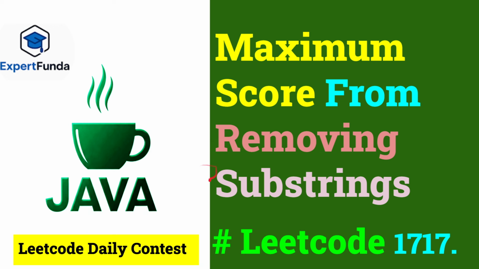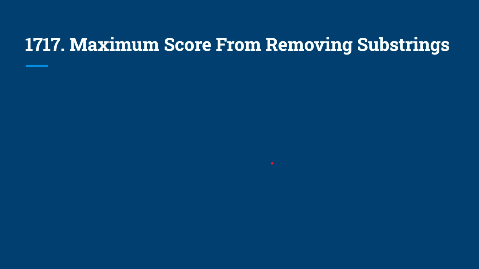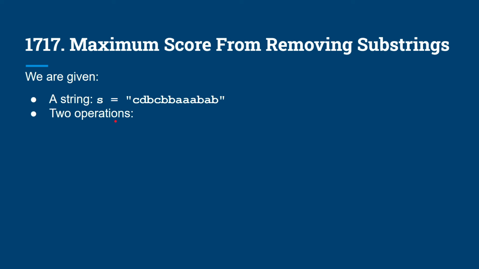So as we discussed, this is in the Leetcode daily contest series, and the question is 1717. We have to maximize the score from removing substrings, and there are two operations we have to perform. We are given a string s like this, and we have to perform the two operations. What are the two operations? The first operation is to remove ab. ab is a substring from the given string. So we'll remove this substring from the string, and you will get the points like this.